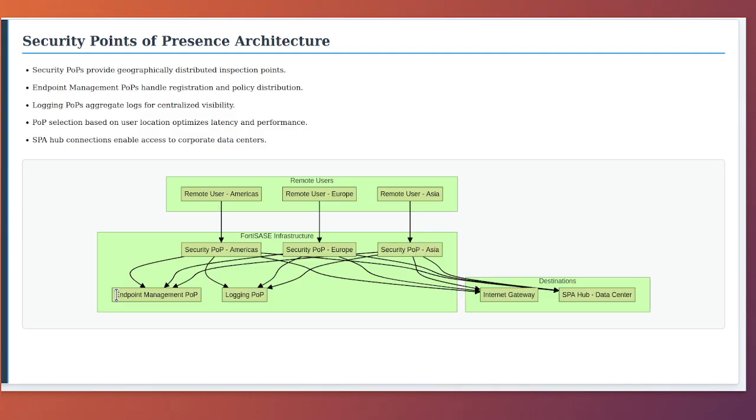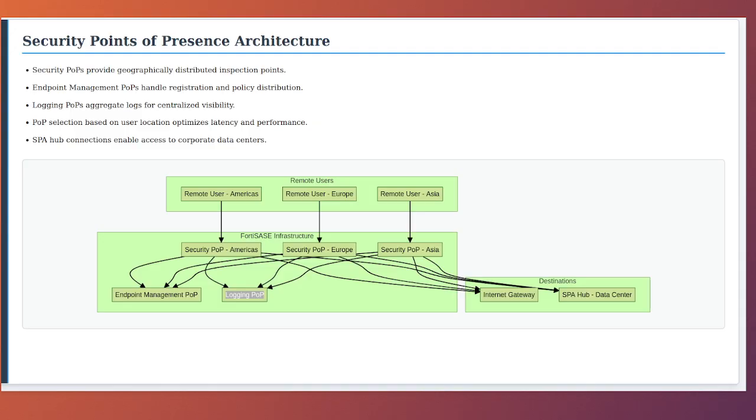The endpoint management point of presence handles FortiClient registration, license validation, and endpoint policy distribution. This component works with FortiClient Cloud to manage the lifecycle of managed endpoints. The logging POP aggregates logs from all components for centralized visibility and reporting. Administrators can forward logs to external servers, configure log retention policies, and enable log anonymization as needed.